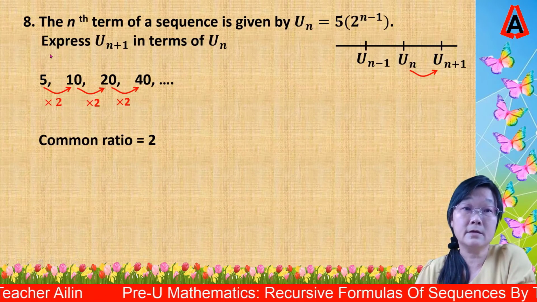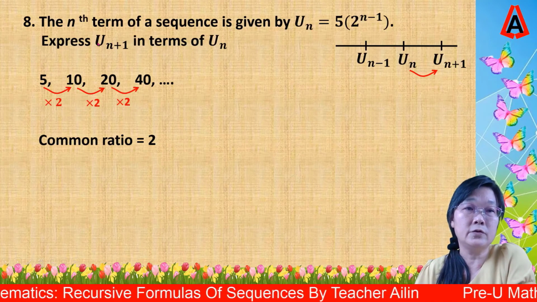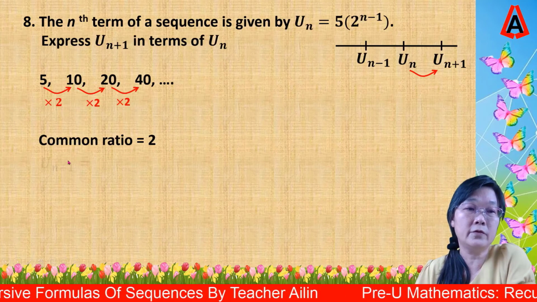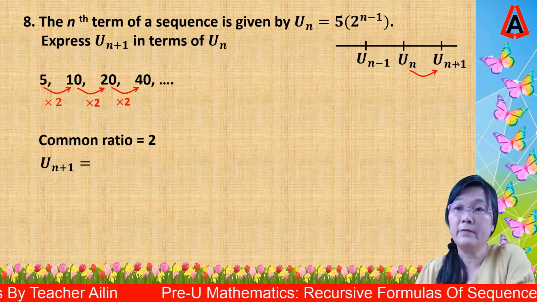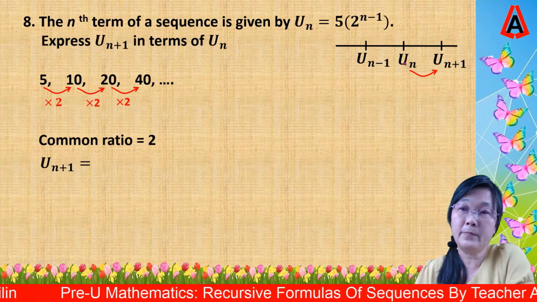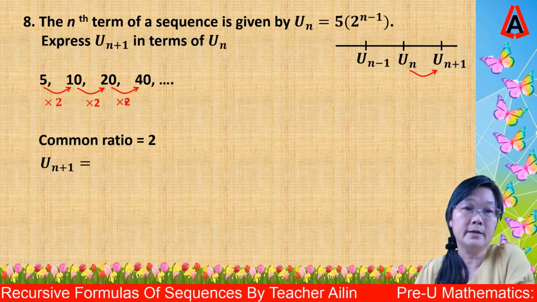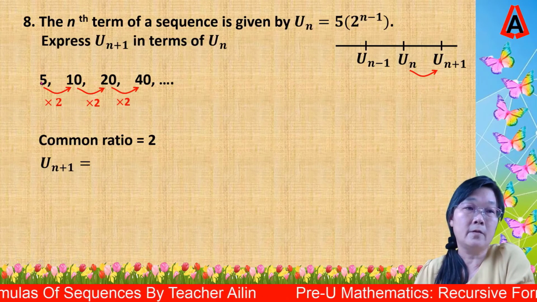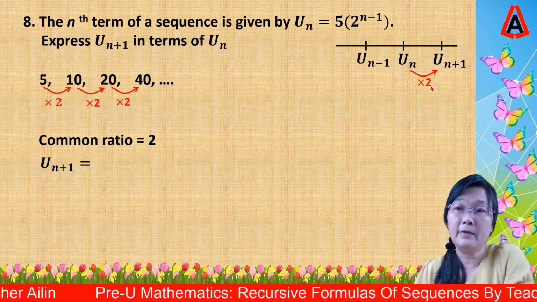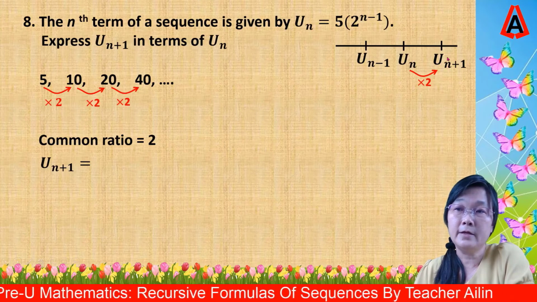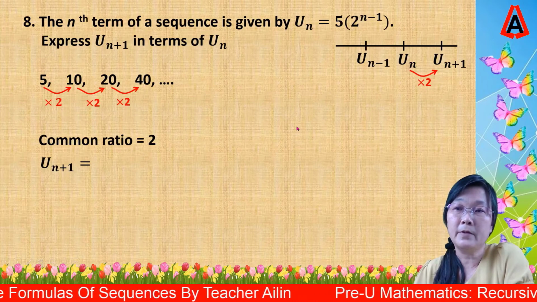Since the question never mentioned the recursive formula and asks for un plus 1, we write un plus 1. Here, un plus 1 depends on un. From the numbers, we know that to calculate the next term from the previous term, we multiply by 2. So to calculate un plus 1, we base it on un multiplied by 2.